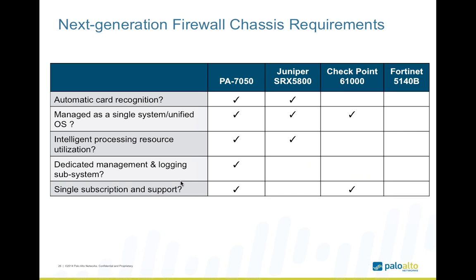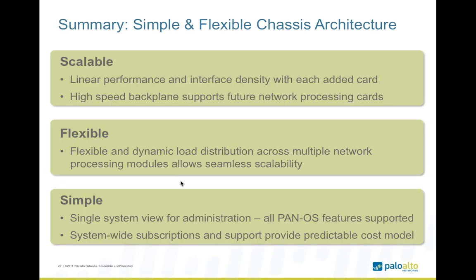And the single subscription and support is also very important, because if you are thinking about your OPEX and the cost requirements in the future, all the subscriptions are based on the chassis. So we don't care how many NPC cards you have. You don't need to worry about that. You get the support for the chassis. You get the threat prevention subscription for the chassis. You get the WildFire subscription. You get the URL filtering subscription, all for the chassis. And then as many cards as you add, your OPEX level will go down dramatically.